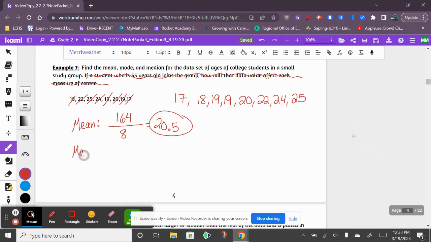For the median, we're going to find the middle. So if I cross off the ends until I get the middle, I've got 19 and 20 that are left in the middle.